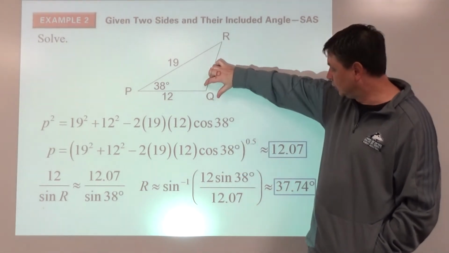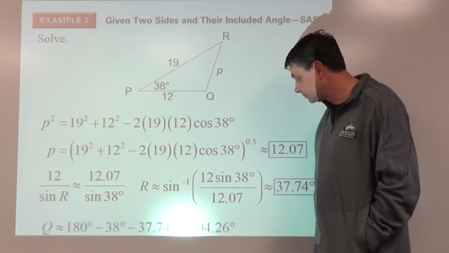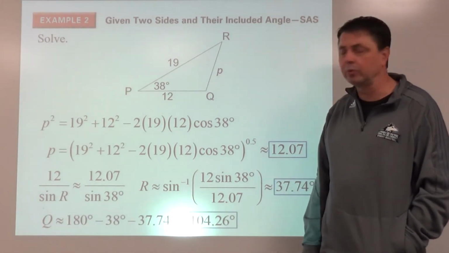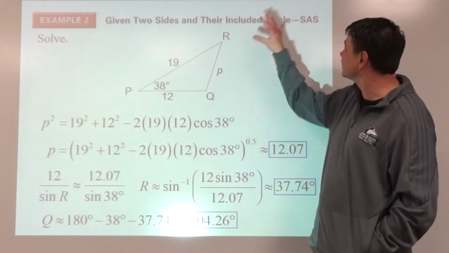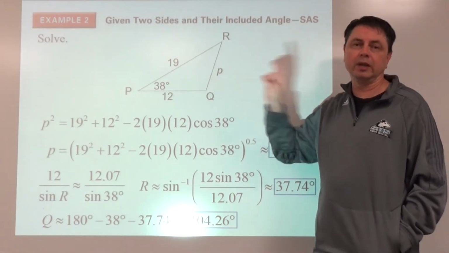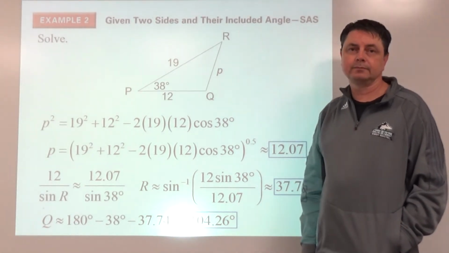And then we can find Q from there, since they all three have to add up to 180 degrees. You get about 104.26 degrees for that one. So in a side angle side, we want to go after the one missing side first, and then go after angles.